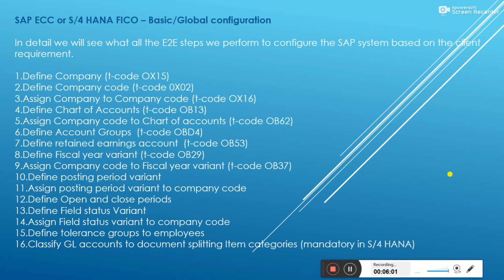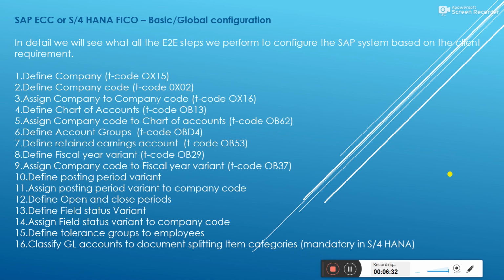Okay, but let us see what are the basic configurations or global configuration we do in the FI module. Before I get into it, I just want to tell you, you should already be aware of the system landscape. In IT, if you take any software application, you have to have a three-tier system landscape. You should have one development system, one quality system, and a separate production system.